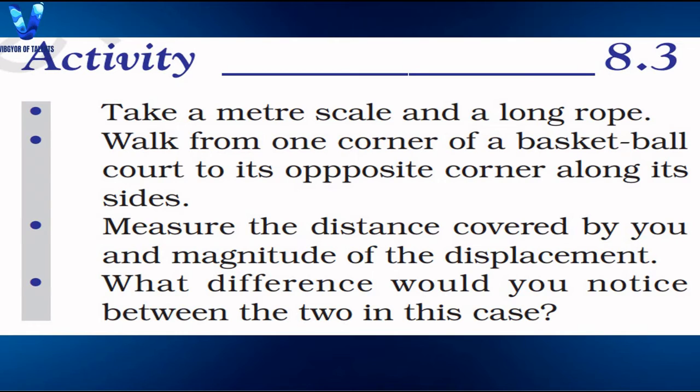So this activity says that first we should measure the displacement, that is, from one corner of the basketball court to the other corner. Assume that it is somewhat 50 meters. The displacement, as we have seen before, is the shortest distance. And now they have also said to calculate the distance along the sides. So it would always be more than that of the displacement. It might be approximately 75 meters.